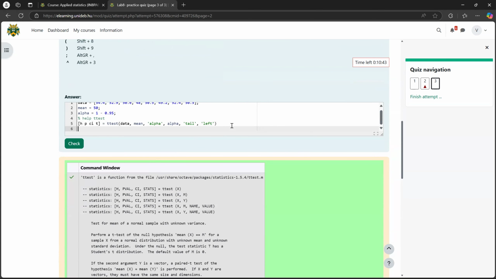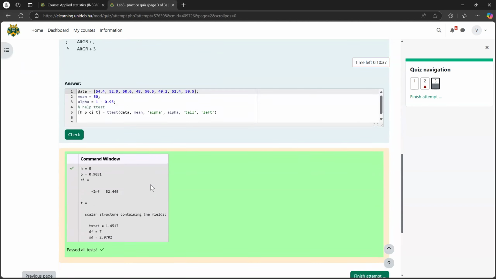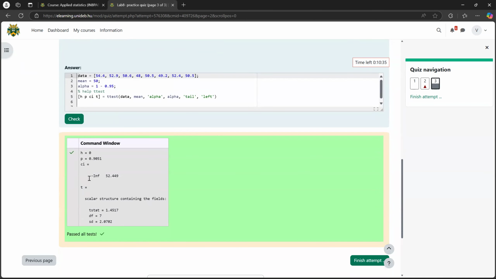And then we'll find the critical values. I'll just do this. So these are the results. So the confidence interval goes minus infinity to 52 because we have chosen left tail. So anyway, degrees of freedom is 4.